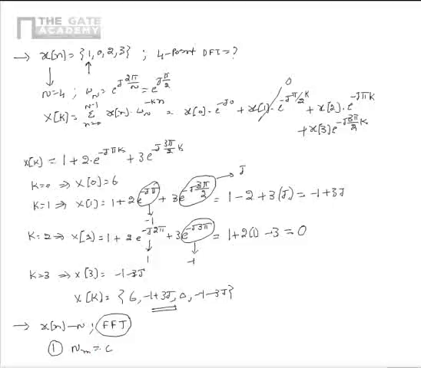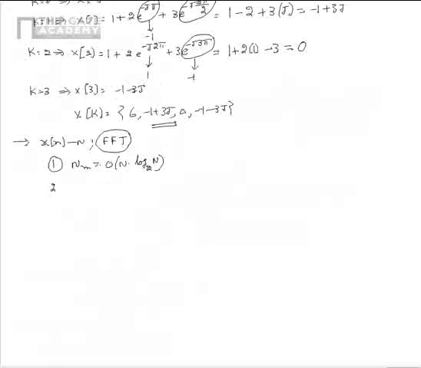The number of multiplication for FFT implementation is equal to order of n into log n to the base 2. And the statement 2 is that FFT uses in-place computation and the statement 3 is that FFT is an approximation to DFT. We need to find which of these statements are correct.